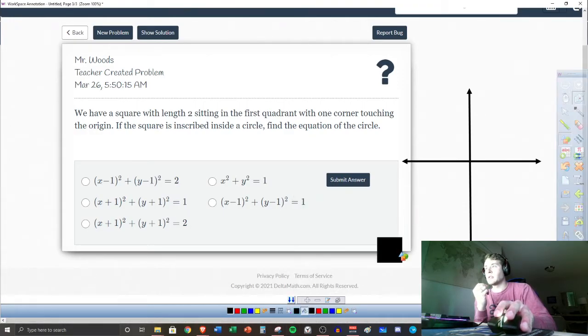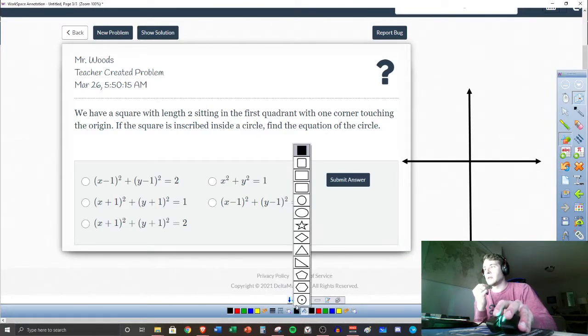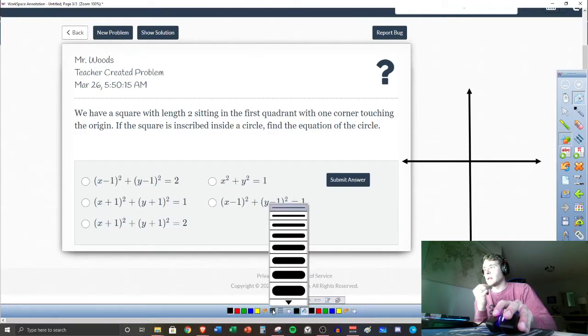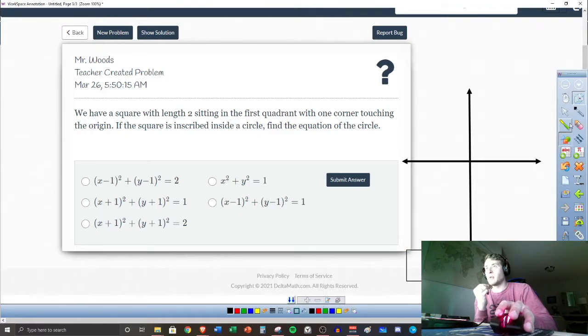All right, so I'm going to draw, I wish it was hollowed out. Hold on. I guess it doesn't really matter. Oh, there it is. Okay. So a square. Boom. There we go. Pick that up. And the square is going to go right here.